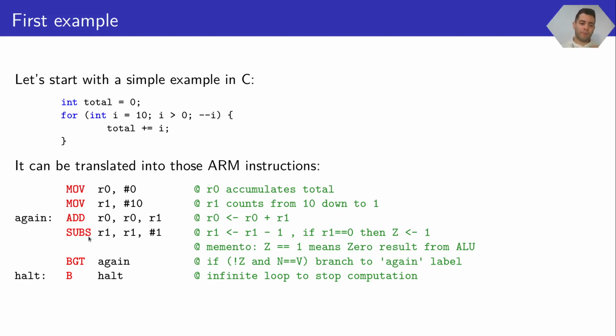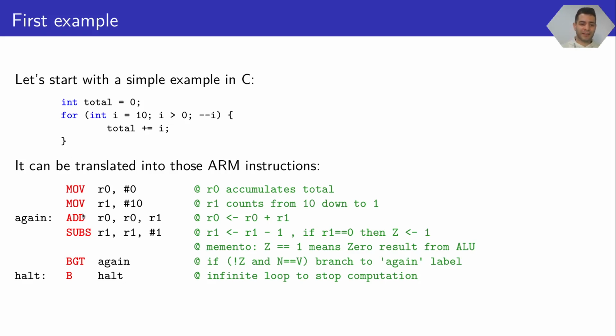It means, hey, please update the CPSR flags according to this result. And what we are interested in here is checking whether we are going to set the Z flag to 1, because if the Z flag is 1, it means that we got a 0 result, and here we have to stop if we reach 0.